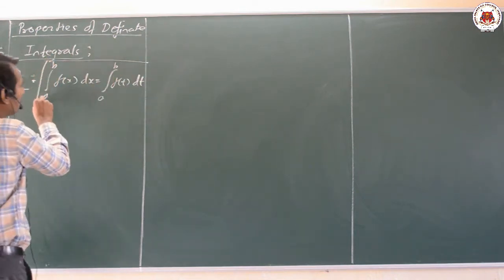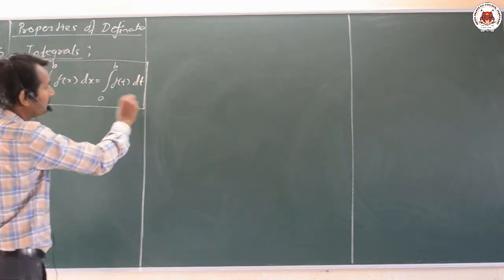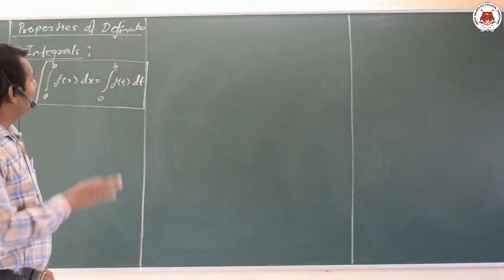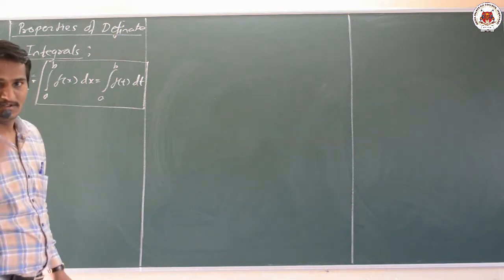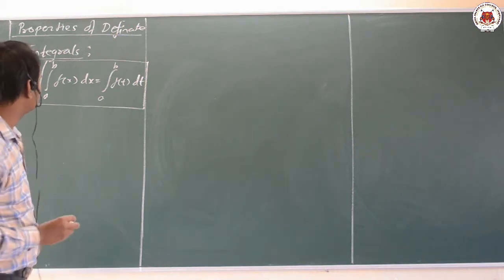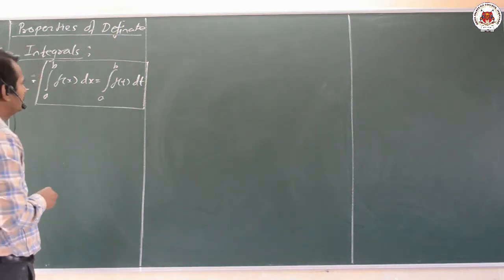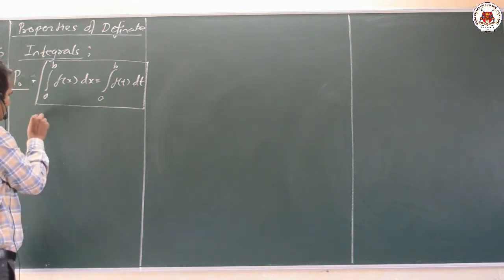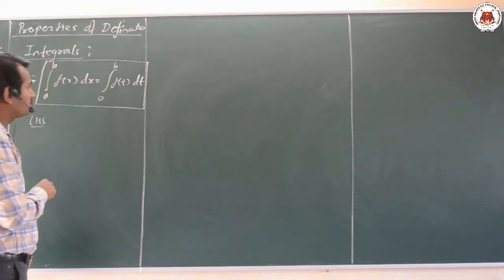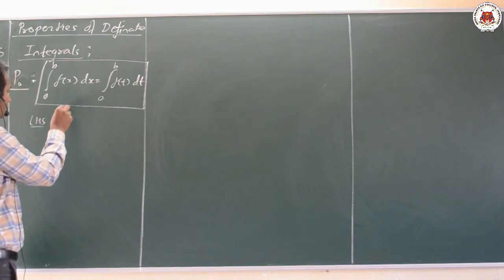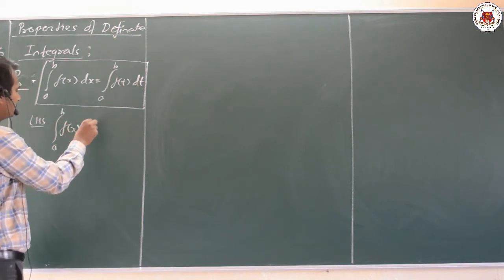I will mark the property so that it will be very easy to note down, and it acts as your formula also. Now let us observe here, it is very simple. Let us take the LHS part. LHS, what we have is integral from a to b of f of x dx.